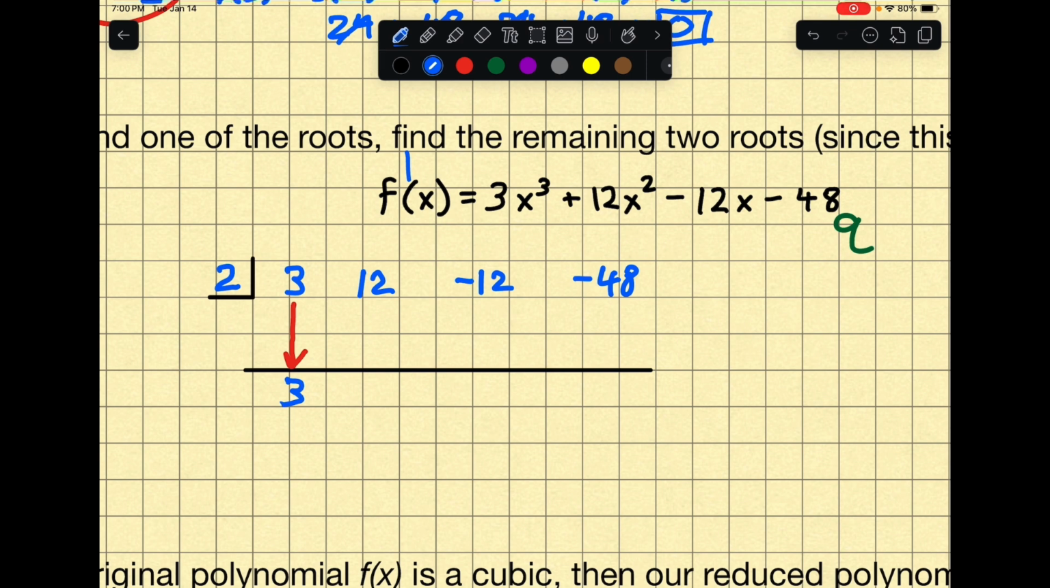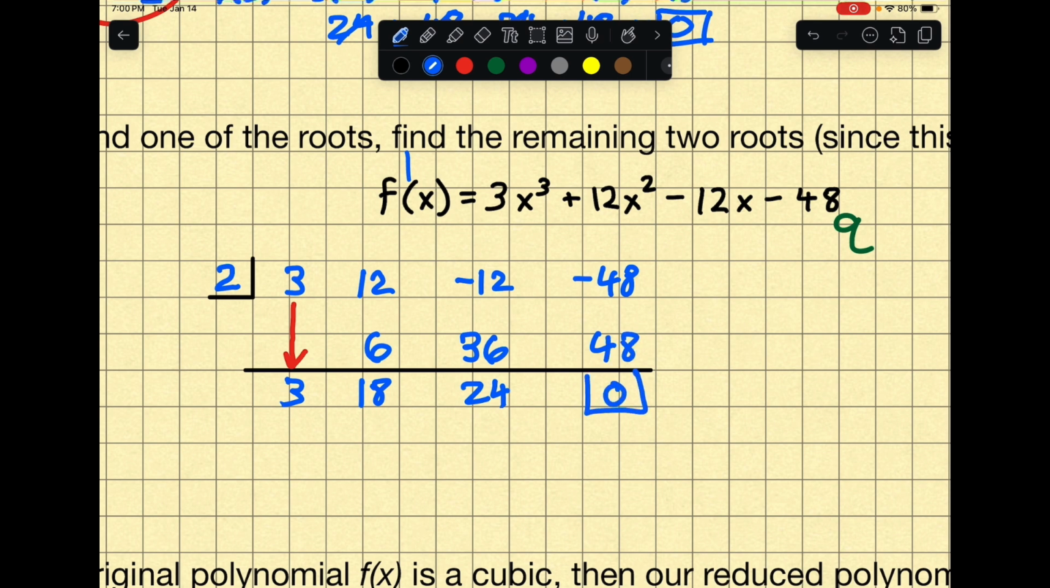Then we say 3 times 2 is 6. 12 plus 6 is 18. 18 times 2 is 36. Negative 12 plus 36 is 24. 24 times 2 is 48. And negative 48 plus 48 is 0.